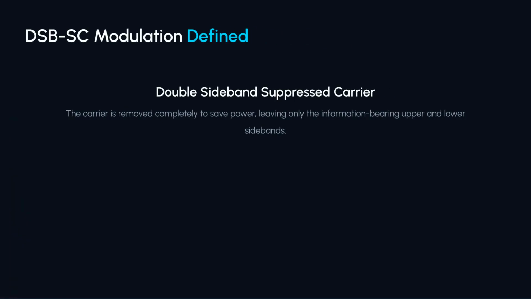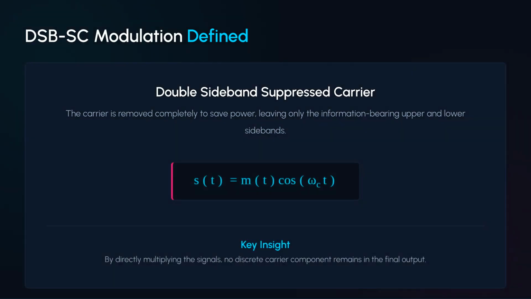DSB-SC is defined by the complete removal of the carrier wave to maximize power efficiency, leaving only the information-bearing upper and lower sidebands. The resulting modulated signal s(t) is simply m(t) multiplied by the carrier's cosine function. No discrete carrier component remains in the final output.